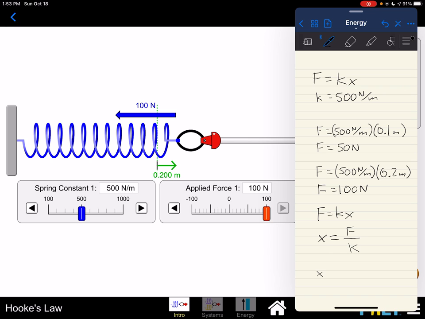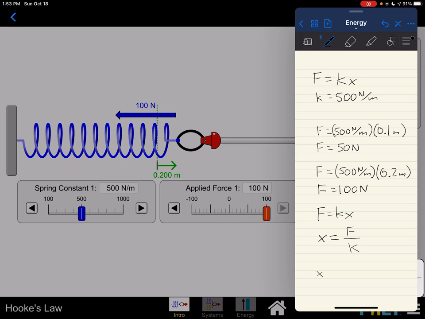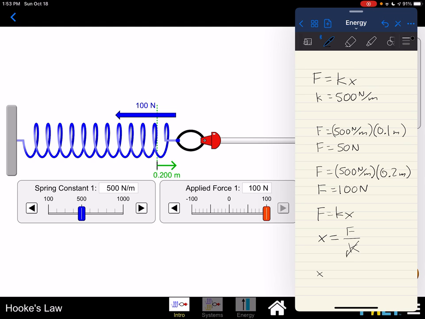Now, if we double the spring constant, the spring constant will go up by a factor of 2. That means the spring should stretch only half as much distance, right? Because if the spring constant is greater, the spring is basically stiffer, so it won't stretch as much under the same force.